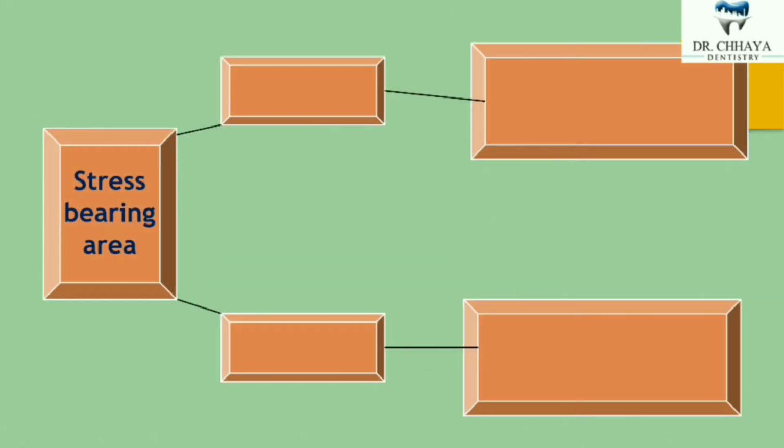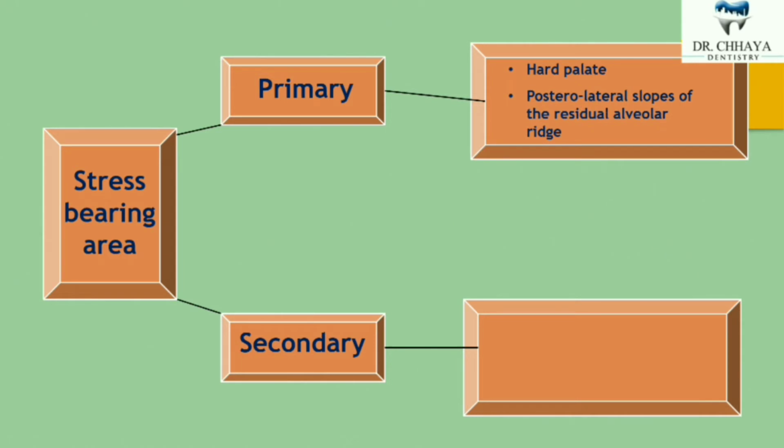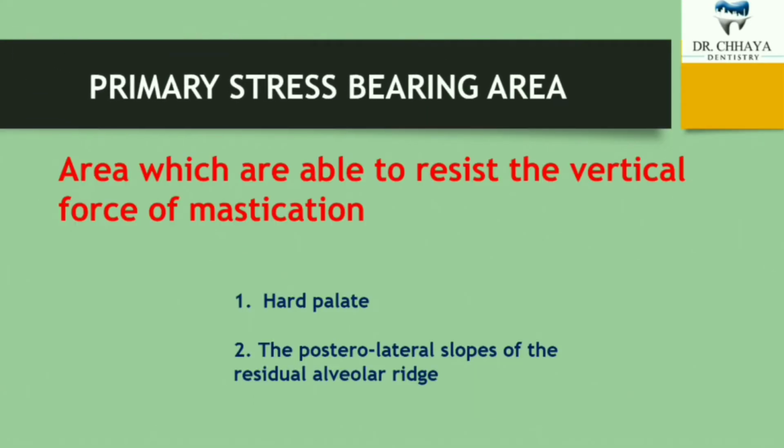Stress bearing areas are basically of 2 types. First one is primary and second is secondary. There are 2 types of primary stress bearing area. First one is hard palate and the second one is posterolateral slope of the residual alveolar ridge. Now the secondary stress bearing areas are also of 2 types. First one is rugae and the second one is maxillary tuberosity. Now let's see them one by one in detail.